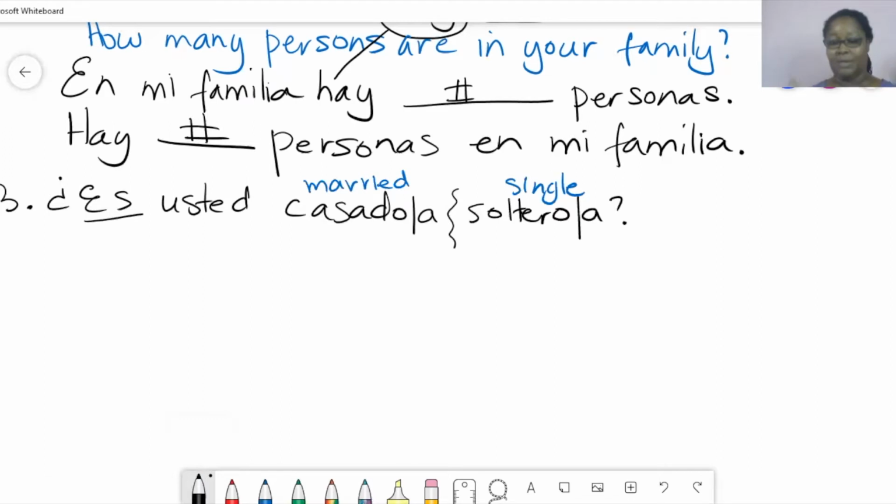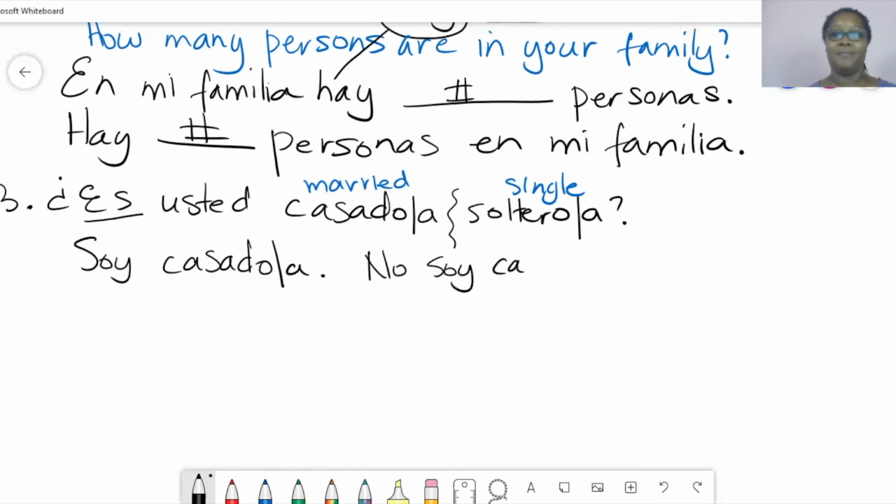So let's put it in context now. If you're asked, are you married? And you're going to say, I am married, I am, soy, and then you would insert casado if you're male, casada if you're female. Now, suppose it's a case where you're asked, are you married? And you're not married, and you want to say, I am not married. No soy casado or casada.